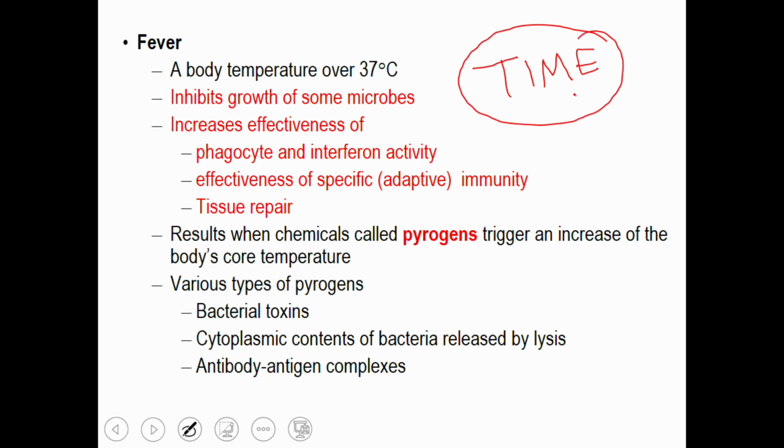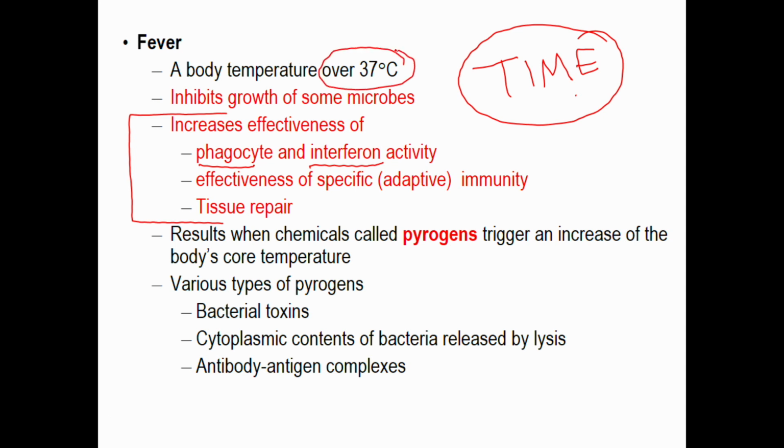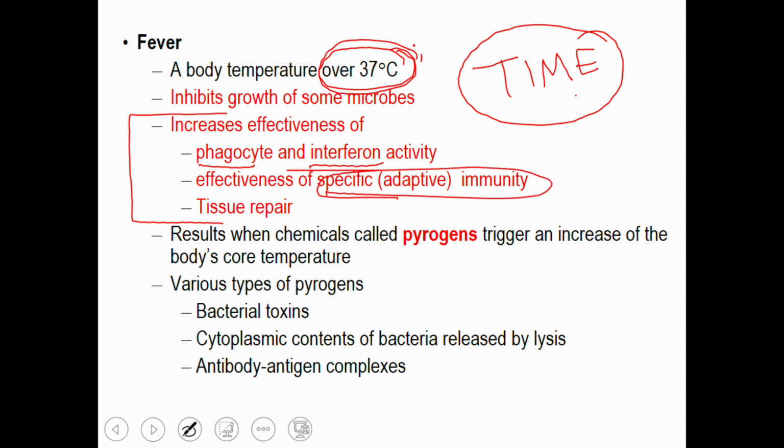During that time, the temperature actually increases phagocyte and interferon activity. In other words, interferons physically work better with increased temperature. Phagocytes work better at over 37 degrees. Some of your adaptive immunity, which will be covered in a different section, works better at a higher temperature. So your fever and tissue repair work better at higher than 37 degrees.